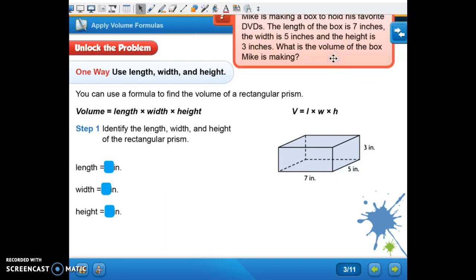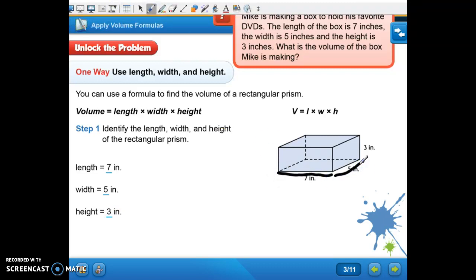One way we can do it is use length, width, and height. You can use the formula to find the volume of the rectangle. So you need to really put this into your long-term memory, that volume equals length times width times height. Identify the length, width, and height of the rectangle. So which one is the length? The 7. Which one do you feel is the width? The 5. And then what does that leave for the height? 3.